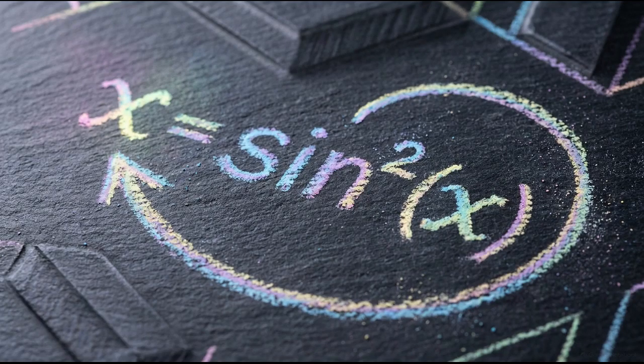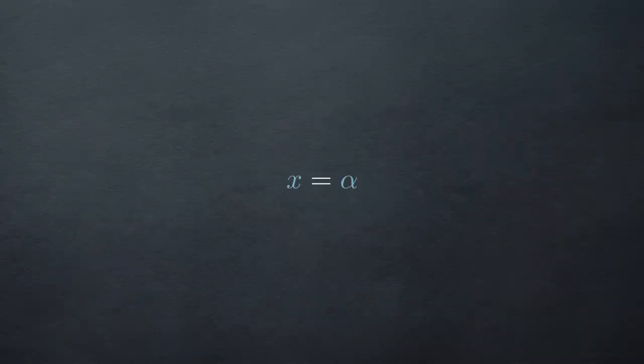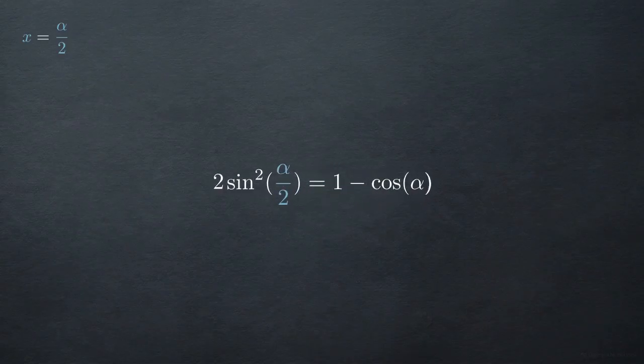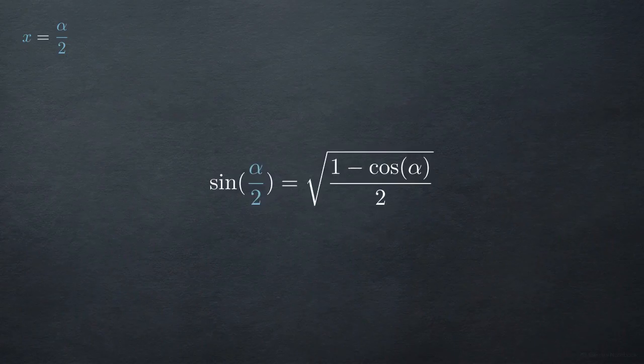We can also run the algebraic rules in reverse. By isolating variables, we can calculate the trig values for fractions of known angles. This is the standard cosine double angle formula. If we define x as alpha over 2, we rearrange terms to isolate the sine of the half angle. We take the square root of both sides to remove the exponent.